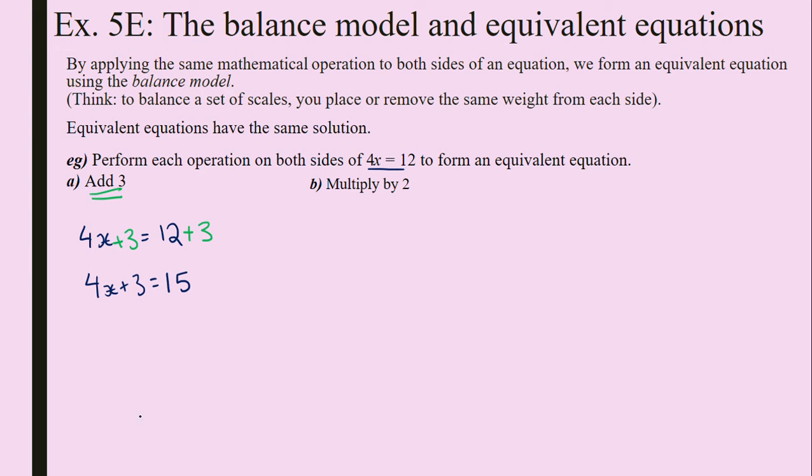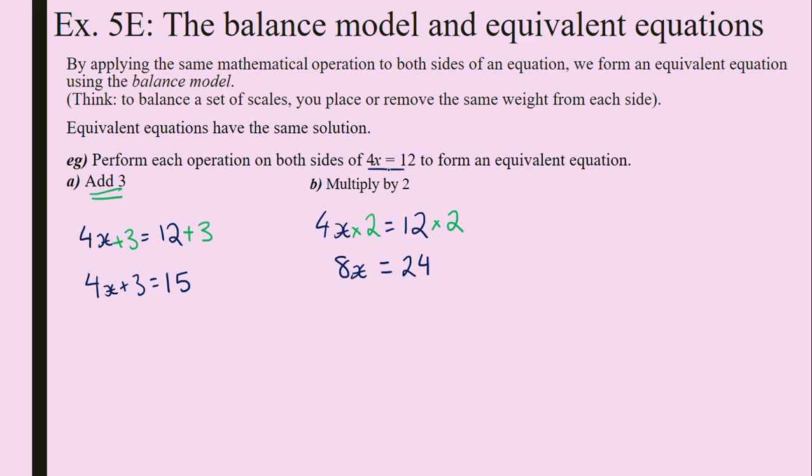So now we're going to multiply both sides by 2. Again, I'll write that operation in green. Okay, we want to multiply both sides by 2. 4x times 2: if I've got 4 apples in a bag and then I buy a second bag also with the same number of apples, then I have 8 apples. And 12 times 2 is of course 24.